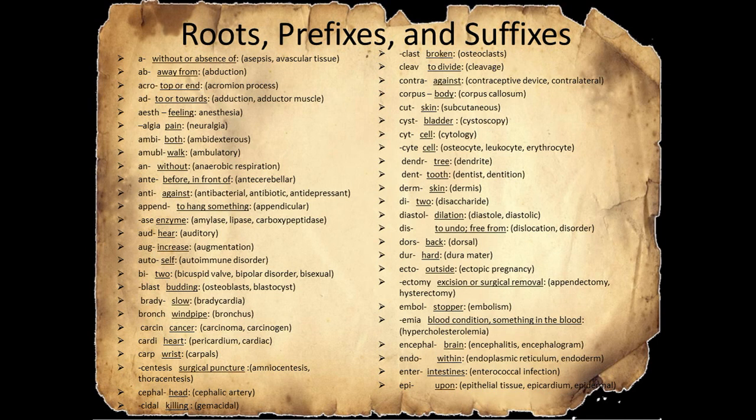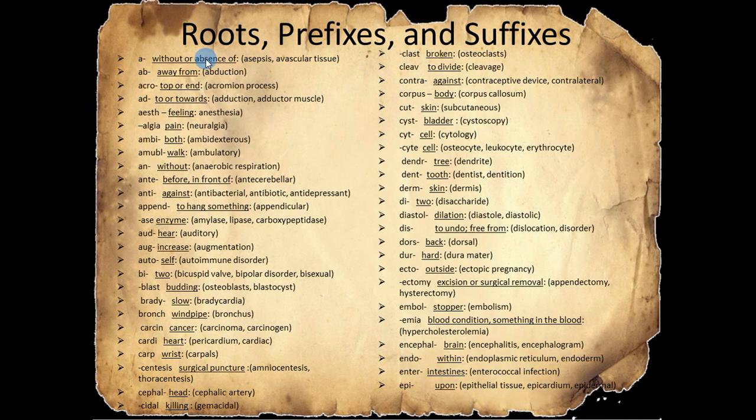When you look at some of these things, like the prefix and suffix, if you look at a word that starts with the letter A, it means without or the absence of. So if I say you have a disorder called anosmia, A means without, and nosmia is referring to smell. So what's your problem? Well, you can't smell things, you're without the smell.